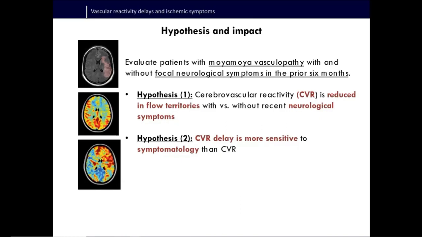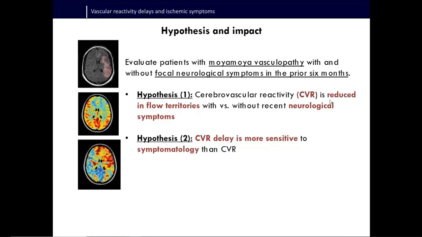These are kind of cute maps and so forth, but what you really want to know is, does it correspond with symptoms or ideally future stroke risk? So what Caleb decided to do for the study was to evaluate patients with MoyaMoya vasculopathy with and without focal neurological symptoms in the prior 6 months. So he's looked at asymptomatic and symptomatic patients.